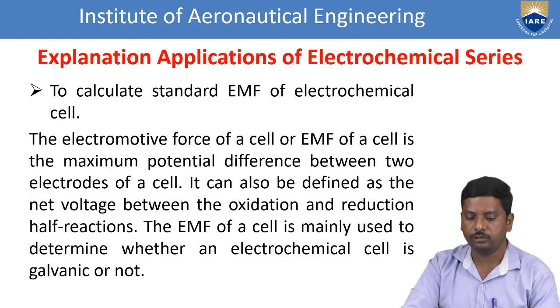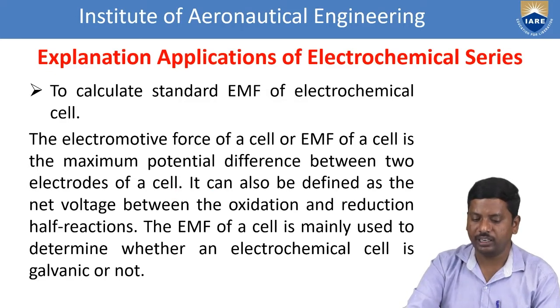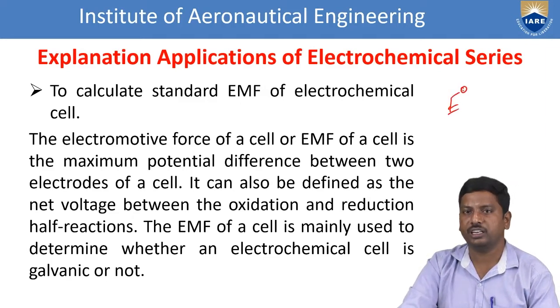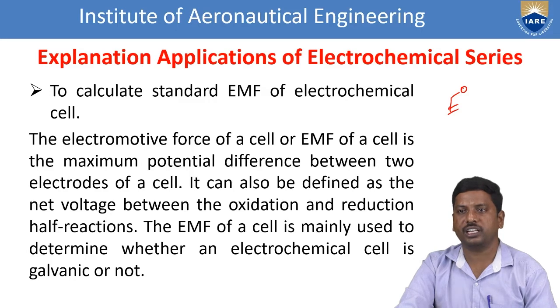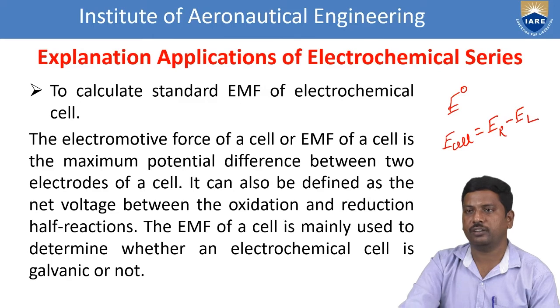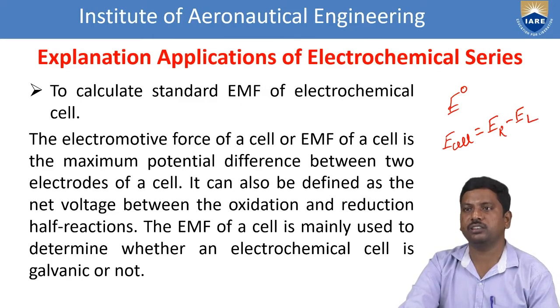And the third one is to calculate the standard EMF of an electrochemical cell. That means standard electromotive force, which is represented by E0. The electromotive force of a cell, or EMF of a cell, is the maximum potential difference between the two electrodes of a cell. That means E cell is equal to E right minus E left. That means the potential that takes place at the right side and the potential that takes place at the left side.